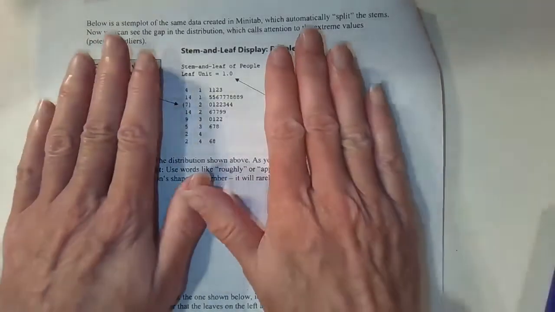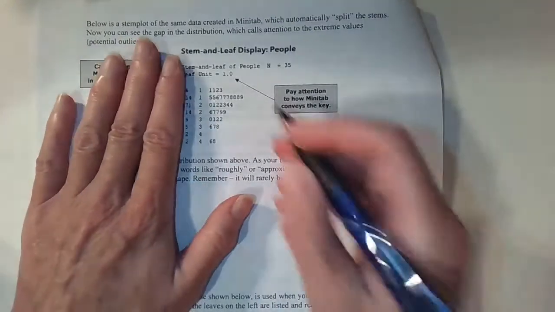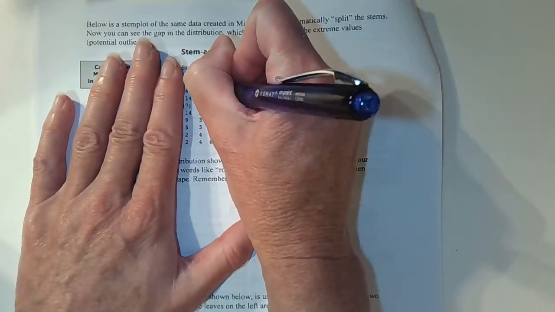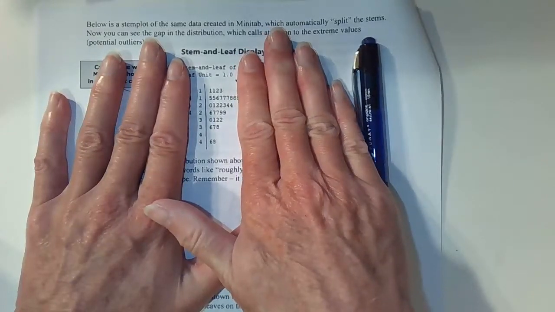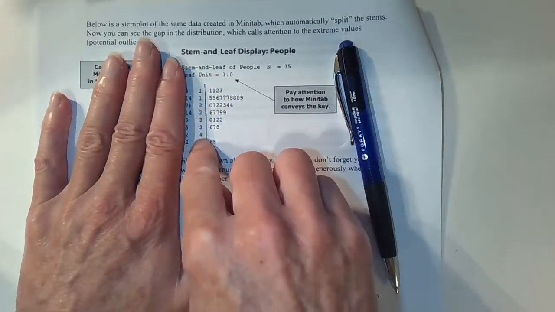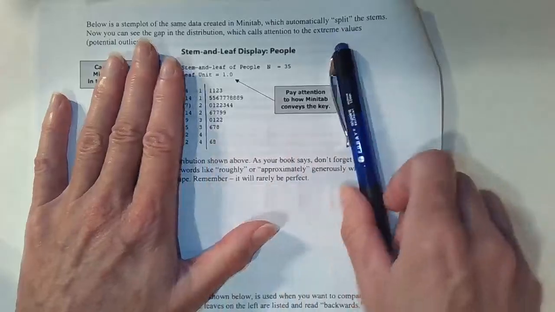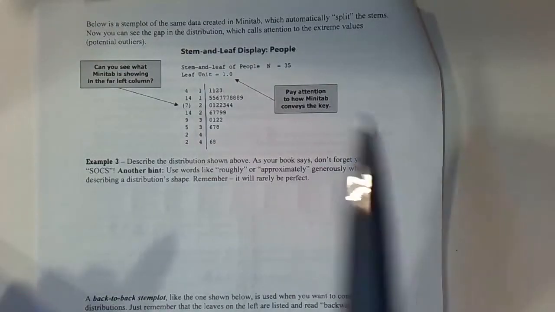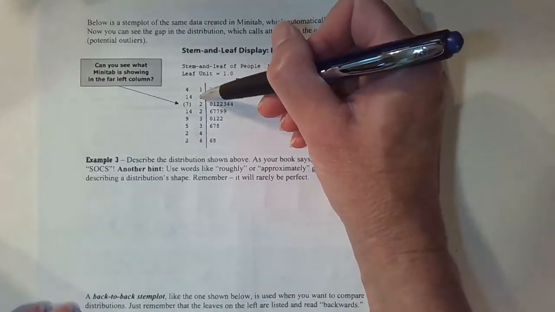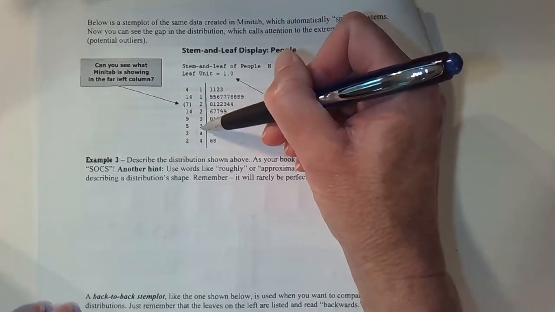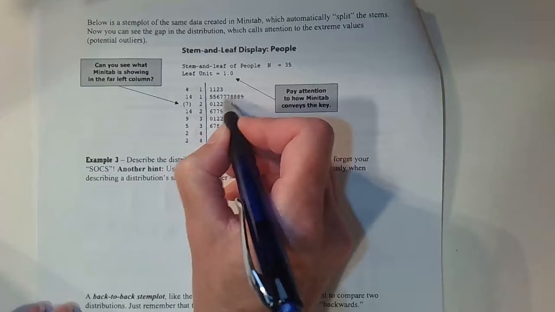All right, let's ignore these things right now. And all I want you to look at is, imagine there's a vertical line right here. There's your stem and leaf plot right there. These are your stems and these are your leaves. And it's called a split stem because there's not just one row for the ones or the twos or the threes or the fours. There's two rows for each.